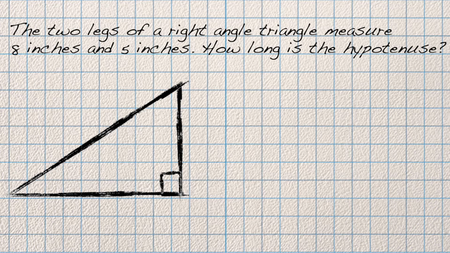The two legs of a right-angled triangle measure 8 inches and 5 inches. How long is the hypotenuse?